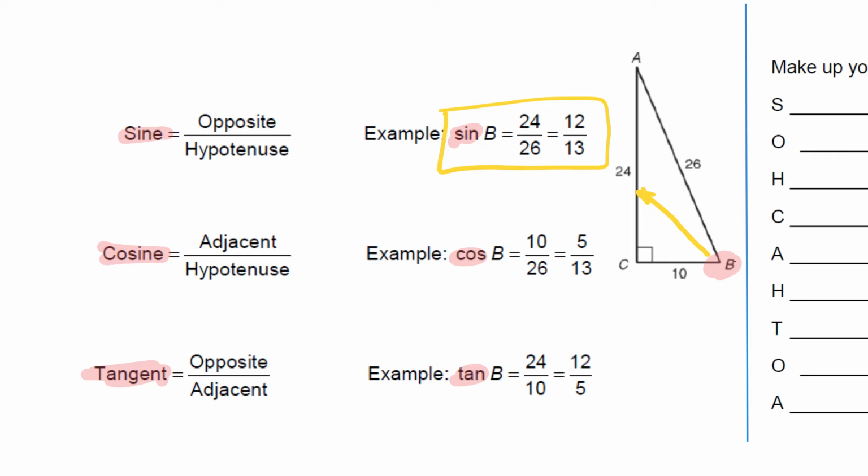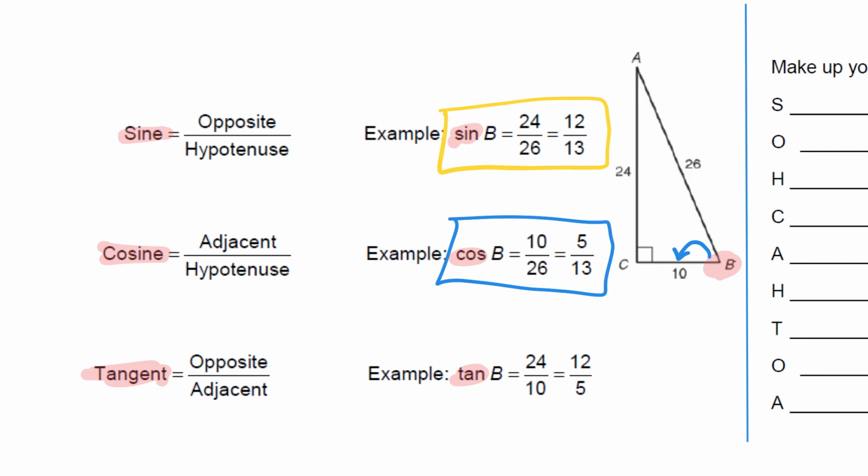Example for cosine, again, we're just going from one angle today, but we could have gone from angle A, but we cannot go from angle C. So the cosine ratio is adjacent over hypotenuse. So adjacent to angle B is side CB, which is a measure of 10. And then the hypotenuse, of course, is the hypotenuse. So the trig ratio for cos of B is 5/13 when reduced.